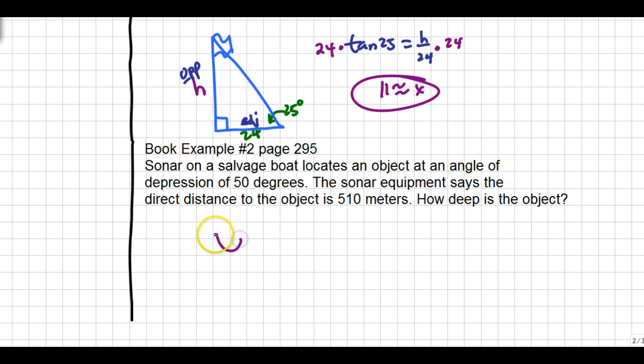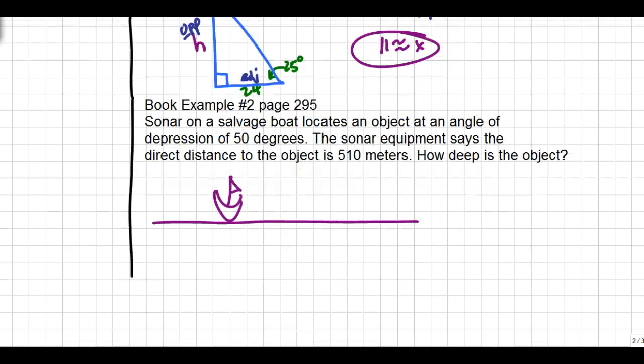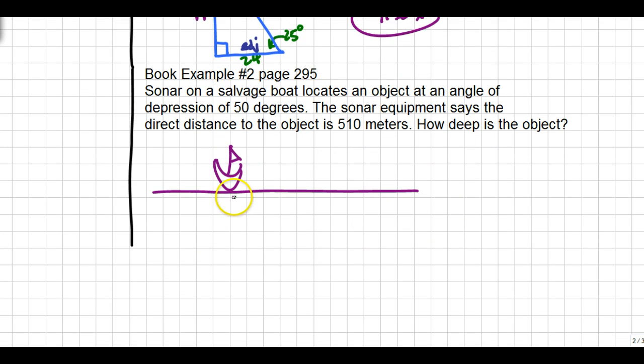So I'm going to draw my very crude version of a sailboat, which is sitting on the surface of the water. The boat uses its sonar to locate an object under the water. That object is unknown. I'm just going to make it look kind of like a fish. Keep in mind that when the book talks about the sonar wave, it uses these little hooks to indicate that the sonar is headed out in a certain direction.